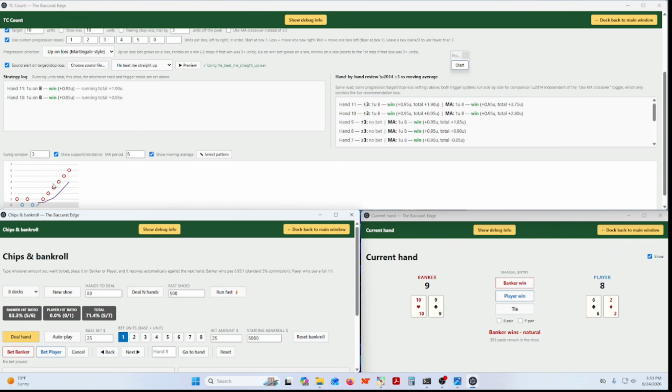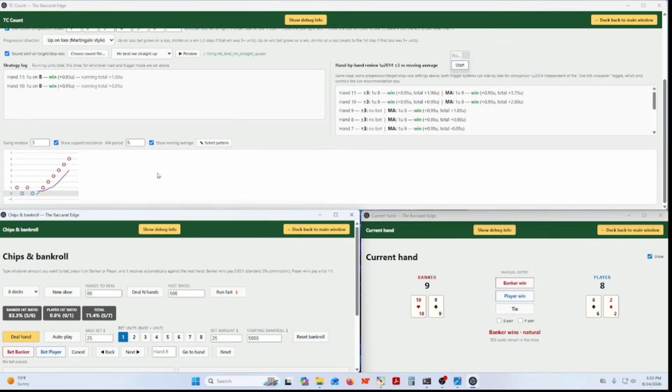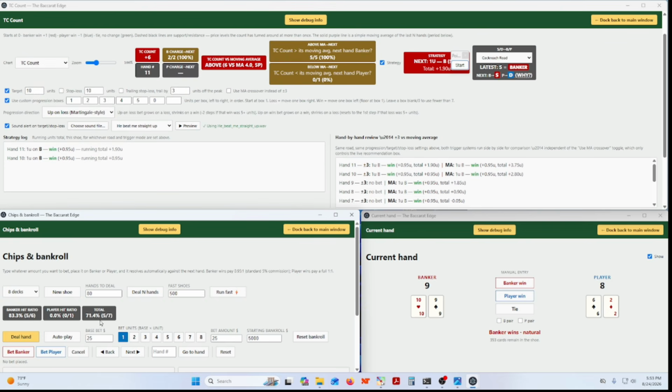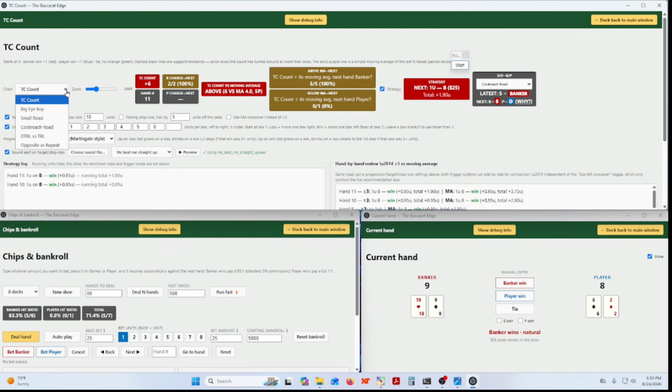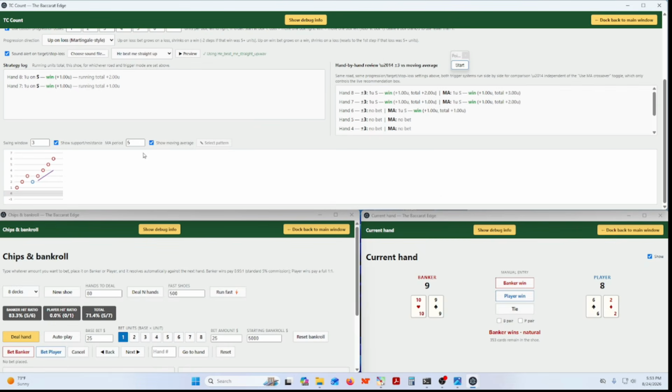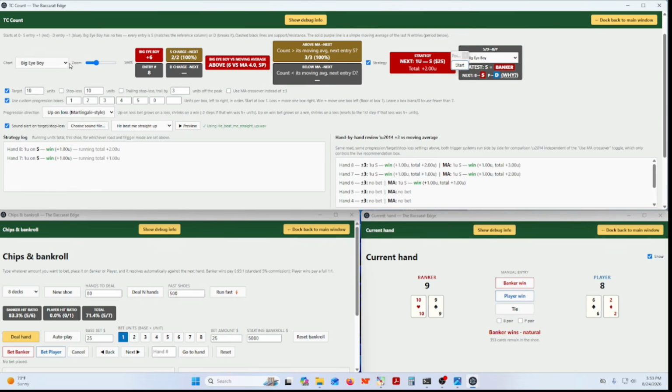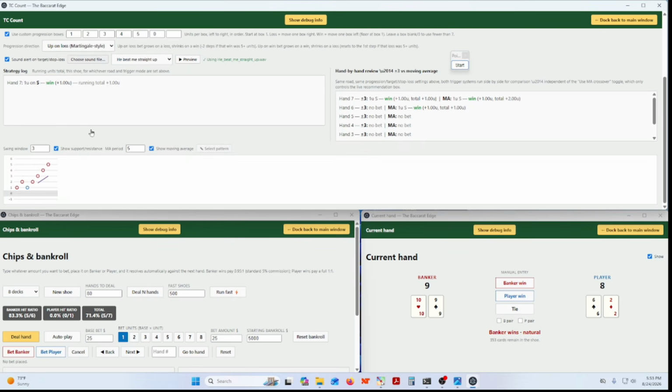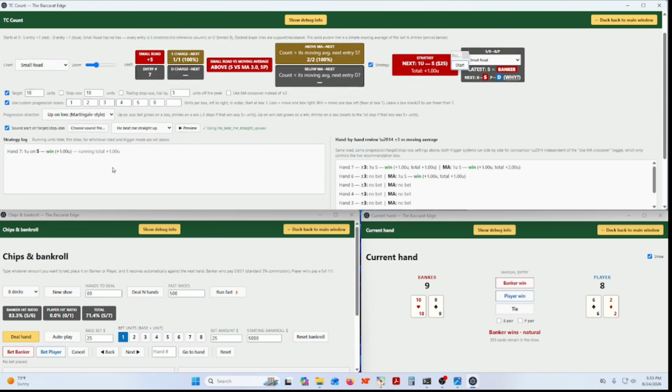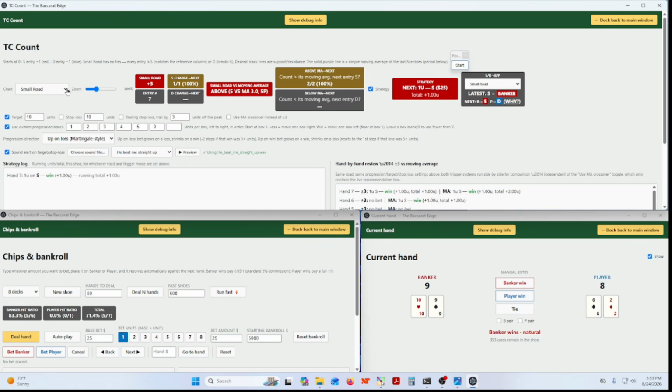And notice this is banker. It's rocking and rolling now because it's above that moving average. Okay? You can go back and look at the other charts. Right now, my hit ratio is 71.4%, 5 out of 7. Go back, look at the big eye boy. That's taken off to the upside also. Small road is taking off the same, to the upside.